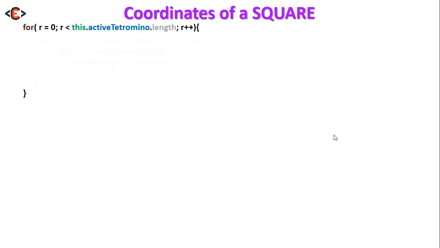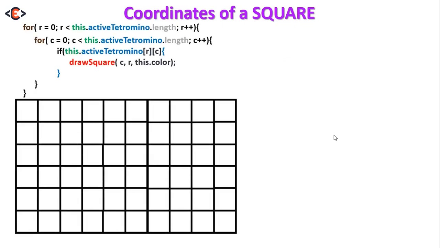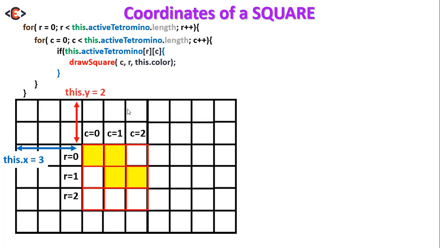This is the code so far with which we draw a piece. And this is our board. Let's say we have a piece in this place. When the first loop runs, it's like saying r equals 0, 1, and 2. Then when the second loop runs, it's like saying column 0, column 1, and column 2. Now for the X position, this.x equals 3. We have 3 squares from the left, and we have 2 squares from the top, so this.y equals 2.